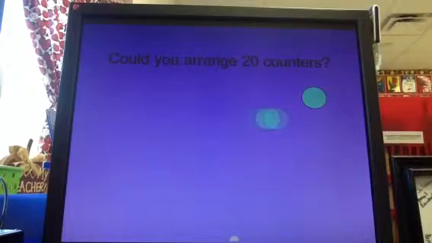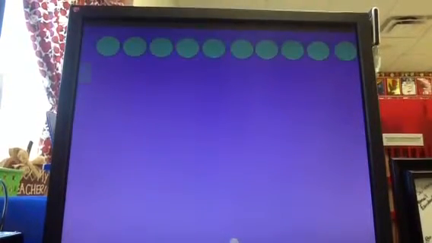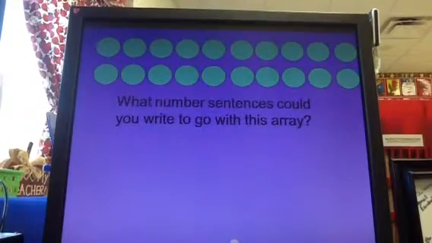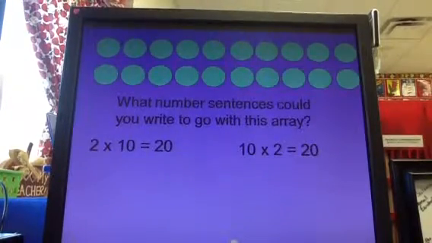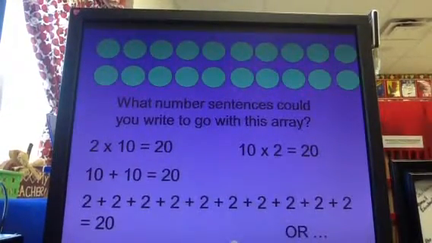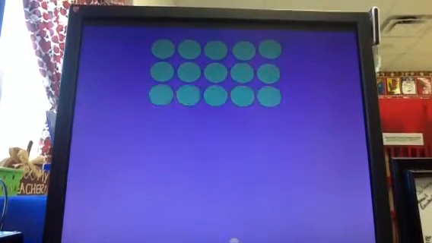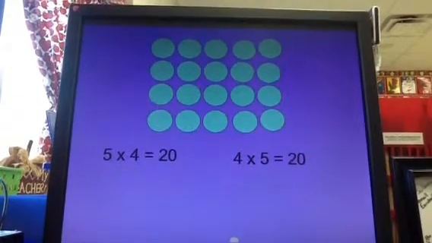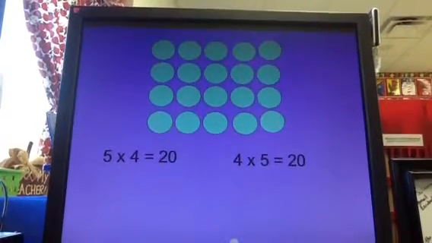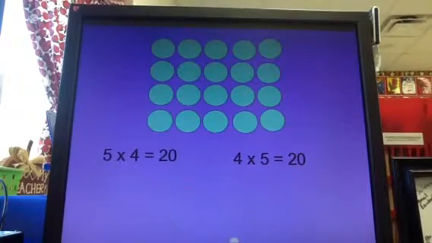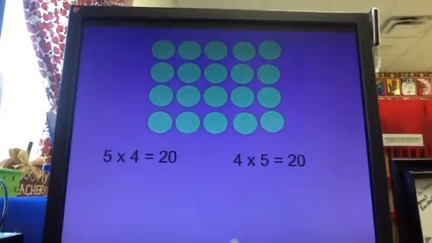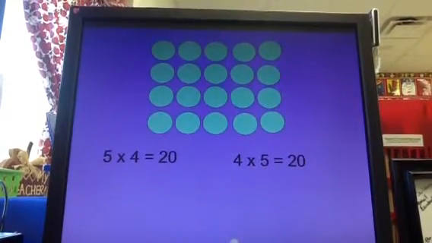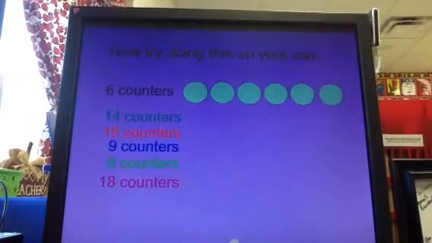Now if I gave you 20 counters, you could arrange those into 2 equal rows with 10 in each, or you could have arranged them into 4 equal rows with 5 in each. Another way you could arrange them that they do not show you in the PowerPoint is you could put them into one long row with 20 in the row, which would be 1 times 20, or 20 times 1.